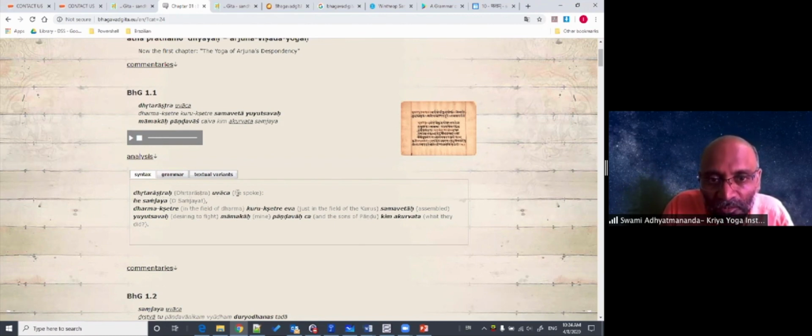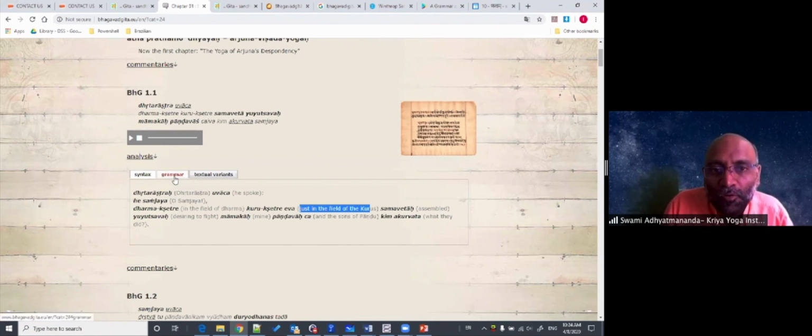So Dhritarashtra Uvacha means he spoke, Sanjaya, O Sanjaya, Dharma Kshetre, in the field of dharma. So even from the meaning here, you can guess it is the seventh case, in the field of dharma. Kurukshetra, in the field of Kurus. Samavetaha, assembled. So from the meaning also you can take the help of this site to see the meaning and guess what should be the case and the number.